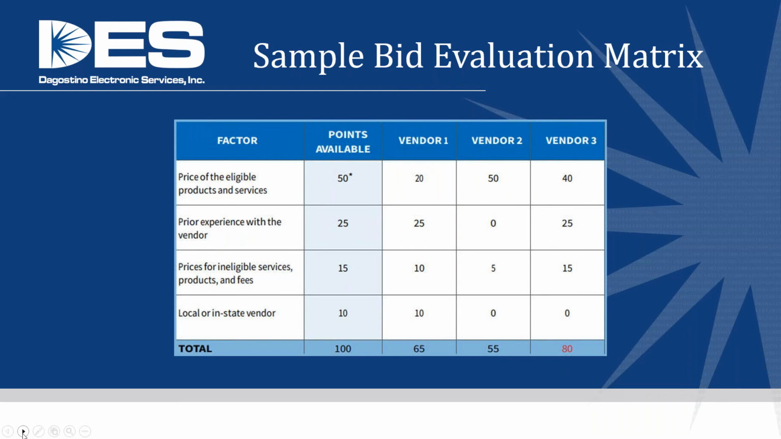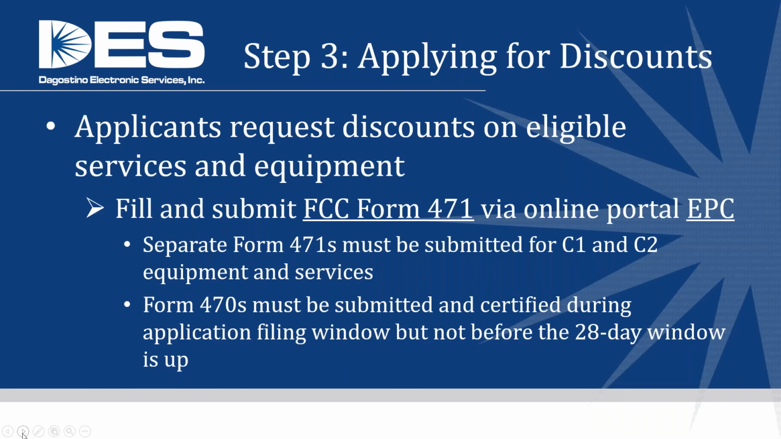Correct. Step 3, applying for discounts. Applicants request discounts on eligible services and equipment. You'll fill and submit the Form 471 via the online portal. Separate Form 471s must be submitted for Category 1 and Category 2 equipment and services. And Form 470s must be submitted and certified during the application filing window, but not before the 28-day window is up. You have to give everyone that full 28 days.